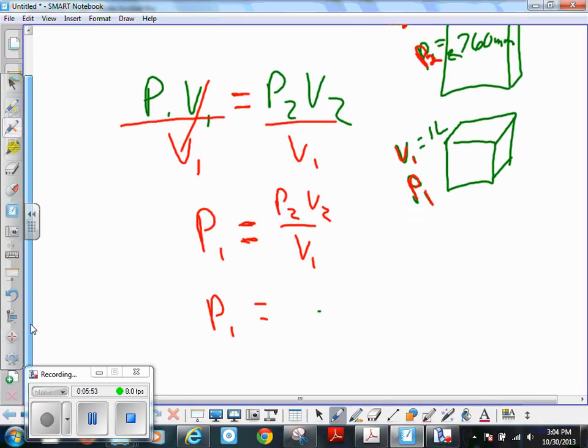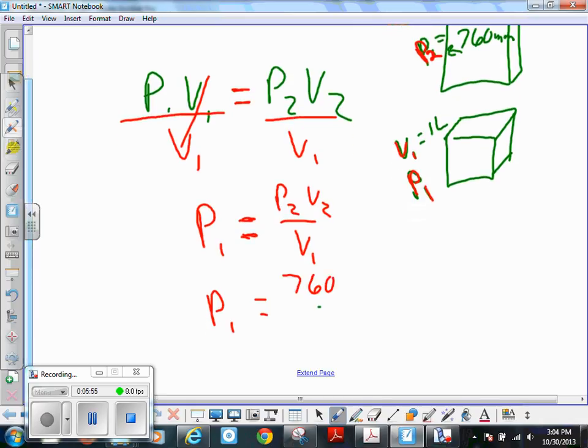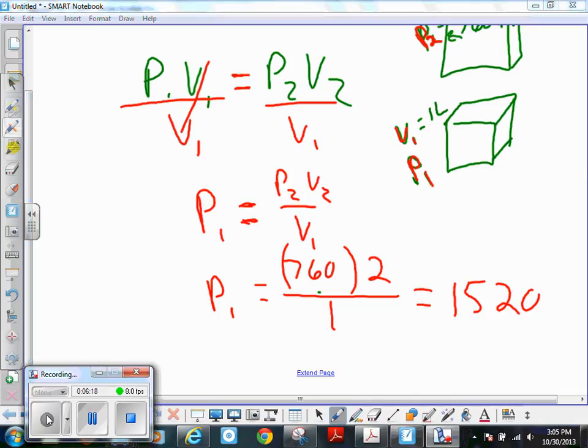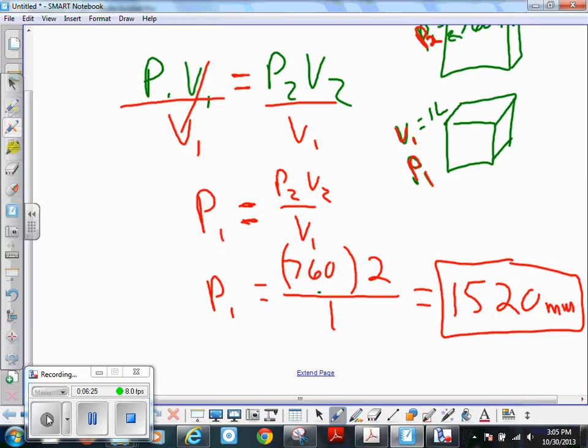P2 here is 760, and V2 is 2. And we divide that by V1, and you can see, just as Waldo said, it's increased by a factor of 2, which is 1520 millimeters of mercury. And that's the answer. Okay? You have questions about that?